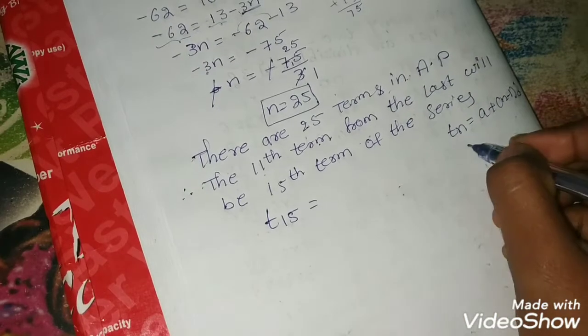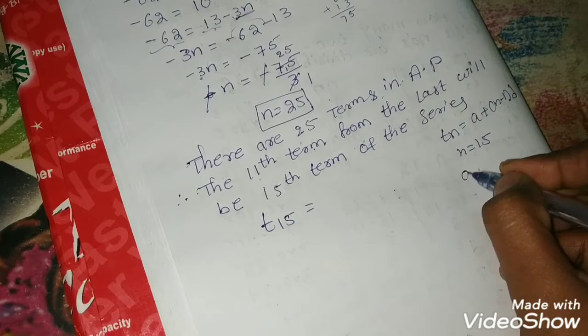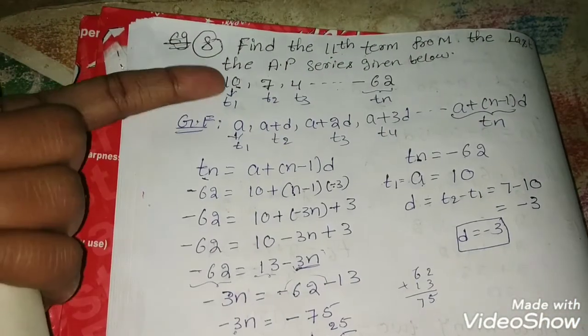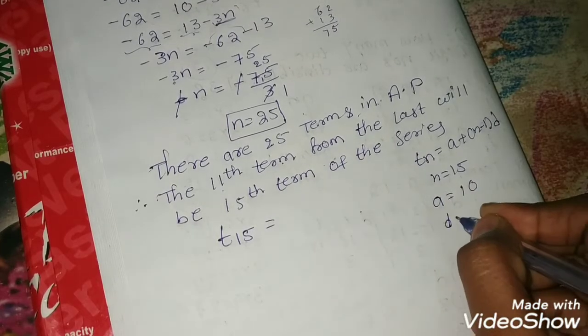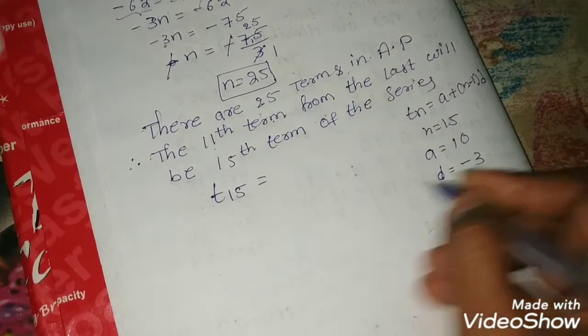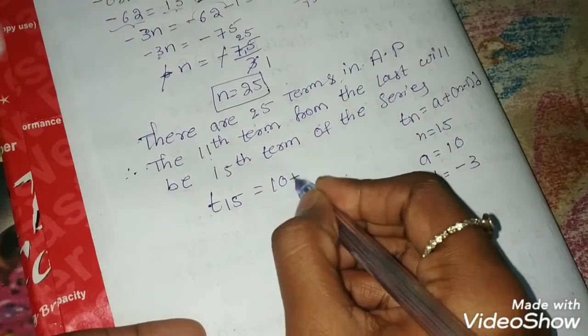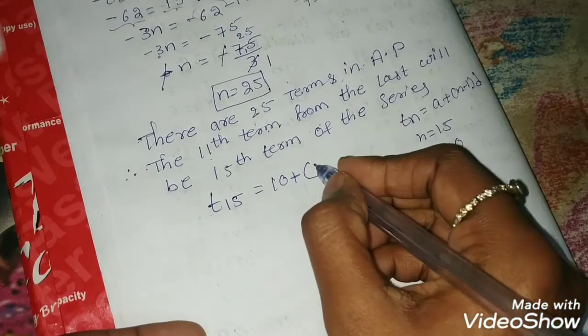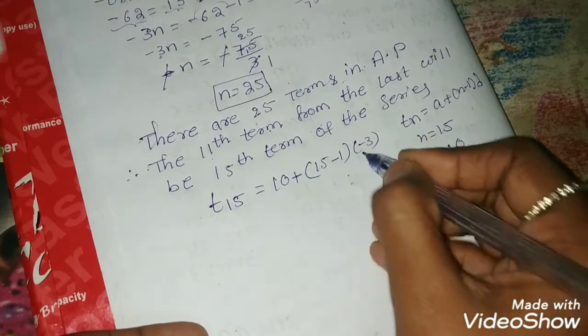So in the place of n we have to put 15. In the place of A, what is it? The first term. What is that first term? That is 10. A is equal to 10. What is the common difference? What do we get here? Minus 3. So write down here minus 3. So solve this. A is 10 plus, n is 15 minus 1, into D which is minus 3. So solve this.